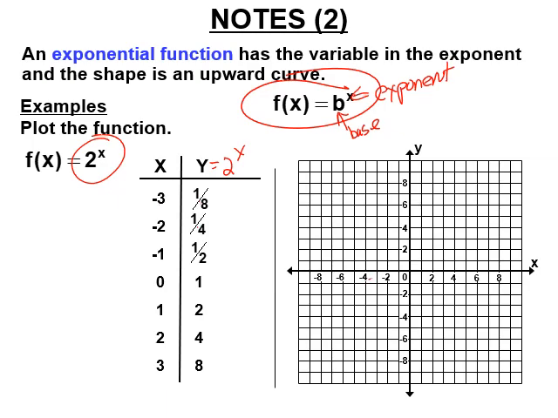So at -3, 1/8, well, that's almost right on the x-axis. At -2, 1/4 is 1/4 the way up to 1. At -1, 1/2 is half the way up to 1. 0 goes to 1. 1 goes to 2. 2 goes to 4. And 3 goes to 8, way up there. I think I've already plotted it. There is the exponential function f of x equals 2 to the x.